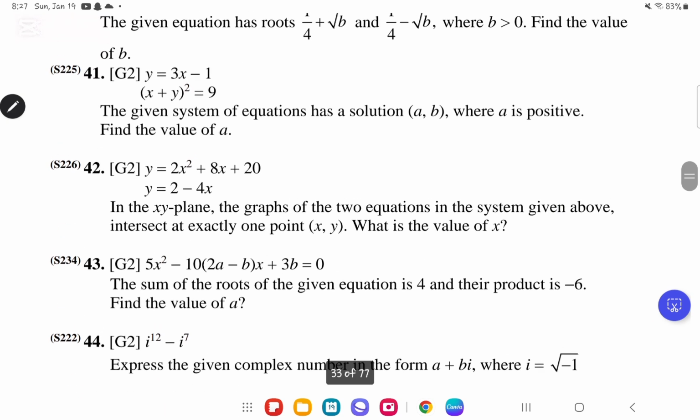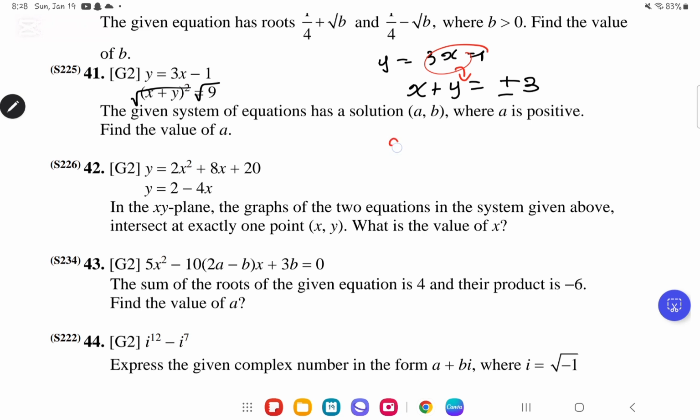Now, 41: the given system of equations has a solution (a, b) where a is positive. Find the value of a. So this is very simple. First thing we are gonna do is take the radical here and radical here. So y is equal to 3x minus 1, and then x plus y is equal to plus or minus 3. Substitute this in this equation over here. So x plus 3x minus 1 is equal to plus or minus 3.